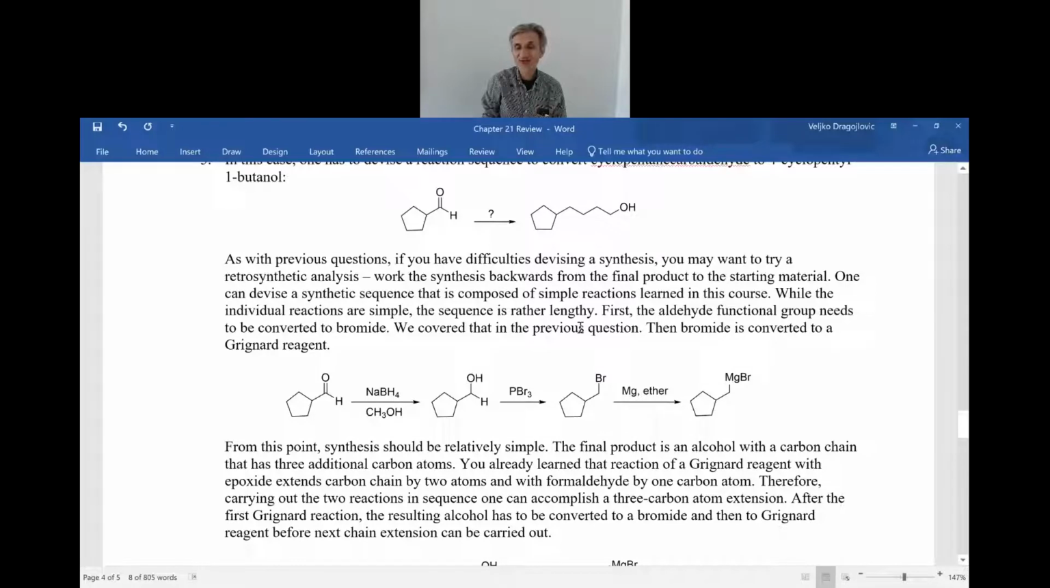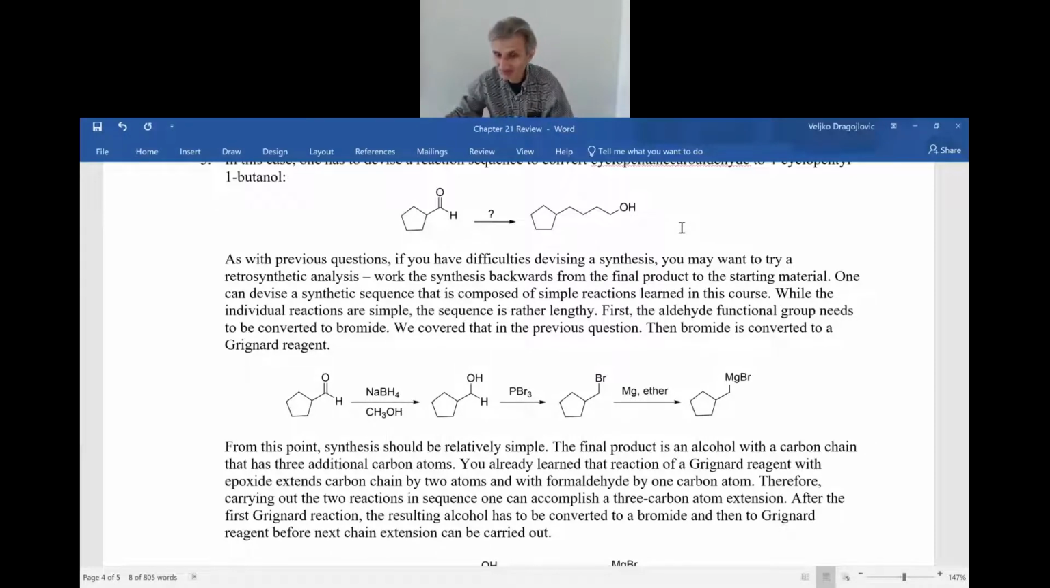Again, you can carry out retrosynthetic analysis, but in this case, because it's chain extension, you should really recall what the methods for chain extension are. And you have 1 and 2 carbon chain extensions. 1 carbon is reaction of an organometallic reagent, Grignard reagent or organolithium reagent, with formaldehyde. And 2 carbon is reaction with epoxide, simple epoxide or oxirane. And a combination of the two should give you 3 carbon extension. That means a sequence of 2 reactions.